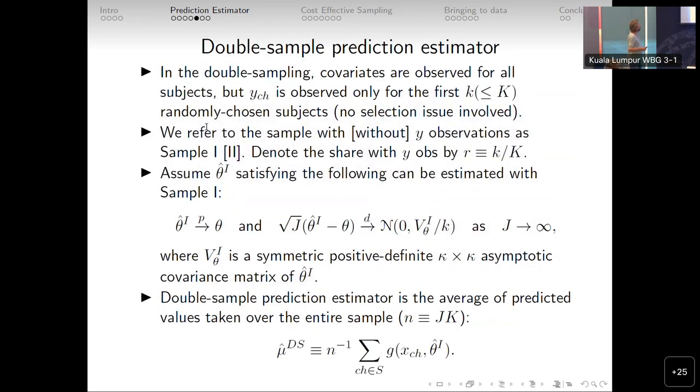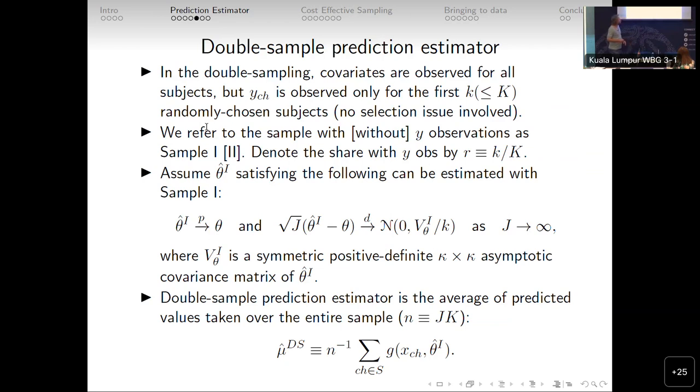Okay, so the double sample prediction estimator takes on this form, right? We obtain an estimate of theta. Again, theta captures the relationship between those cheaply available covariates and the variable we're ultimately interested in. That allows us to compute for every household the expected value of the variable we're interested in, conditional on those covariates. Once we have the expected value of the variable of interest for every household, we can simply take the average. So instead of taking the average of the observed indicator, we're taking the average of the predicted welfare indicator for every household, which we can do once we have an estimate of theta. Okay, so this is the alternative.